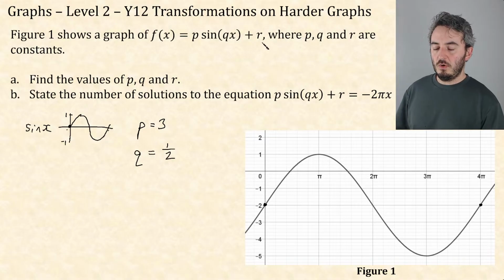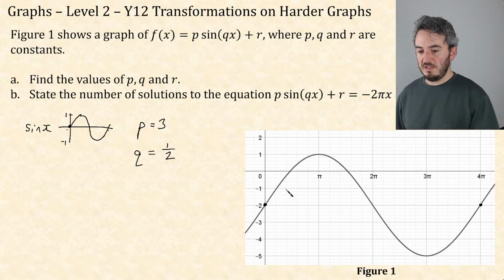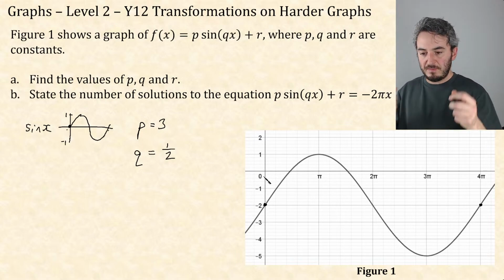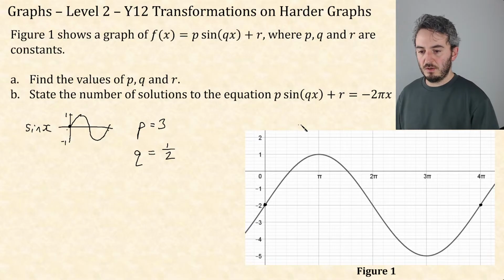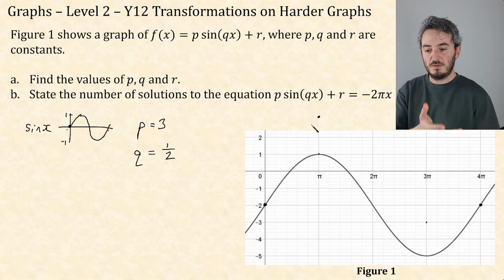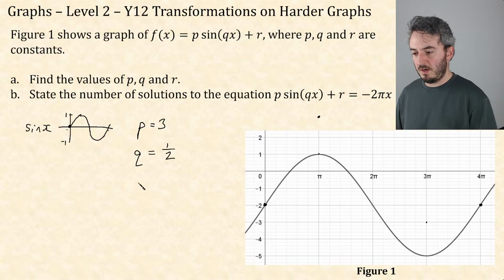Finally, r. Well, that one in this question is actually the easiest because I can just say that if it were just 3 sine of half x, it would go from 0 up to 3 down to minus 3, but we're going only up to 1 and down to minus 5. And it starts at minus 2. So that's just been moved down by 2 units. It's not going up to 3, it's going up to 1. It's not going down to minus 3, it's going down to minus 5. So it's been moved down 2 units, and that tells me that r must be minus 2.